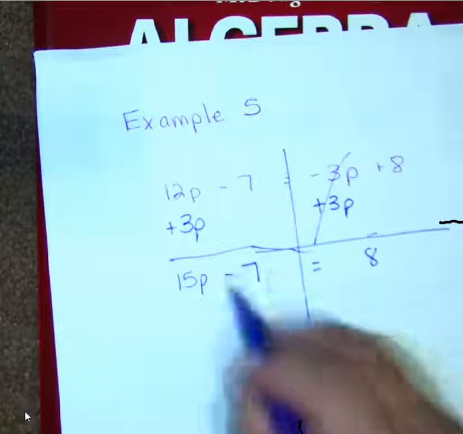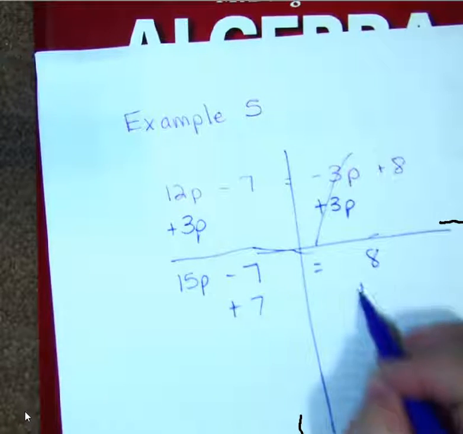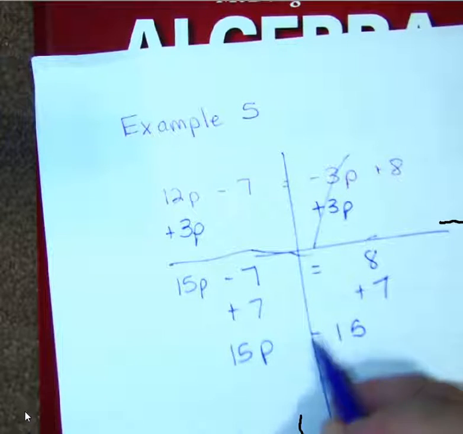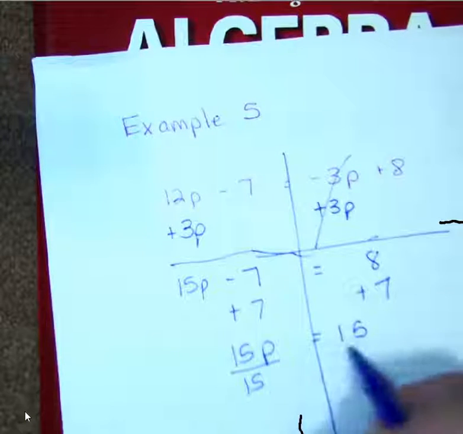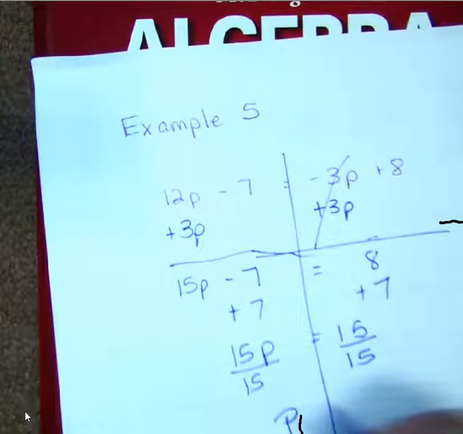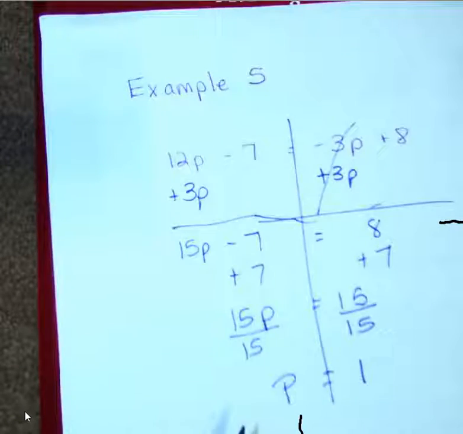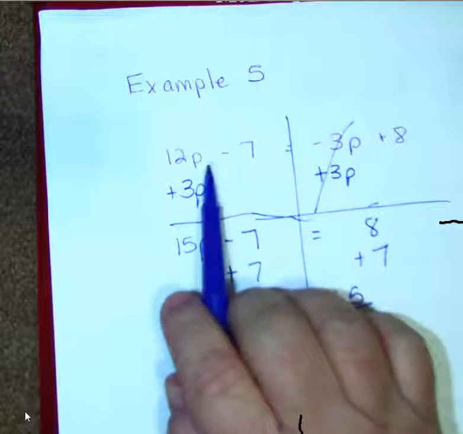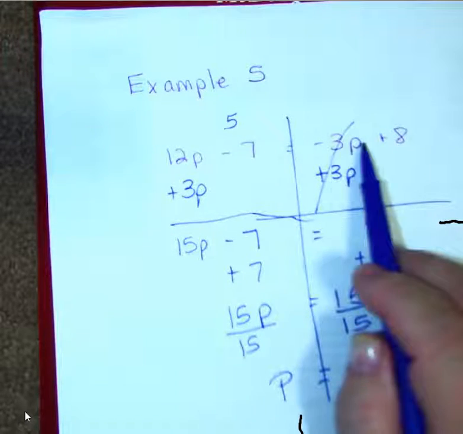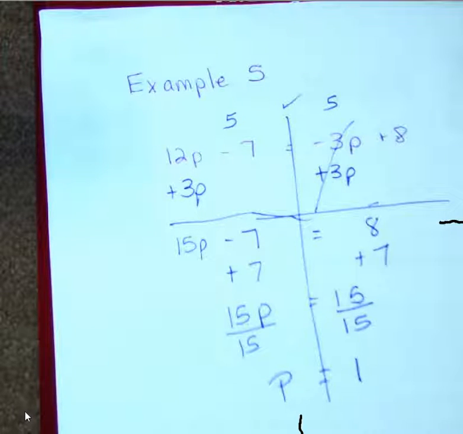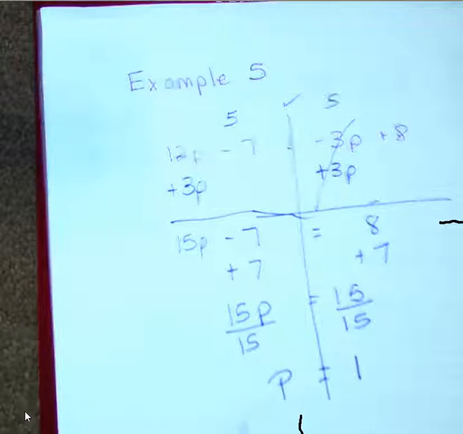And again, I've got something subtracted, so I must add, always doing the opposite. And when I have a coefficient in front of the variable, I must divide, and so p equals 1. So if we plug in 1 up here, 12 times 1 is 12, 12 minus 7 is 5. Negative 3 times 1 is negative 3, negative 3 plus 8 is 5. So that checks. That's as simple a check as you have to do. You don't have to rewrite things. Just go back up there to the top, put the variable in, and make sure that it works.